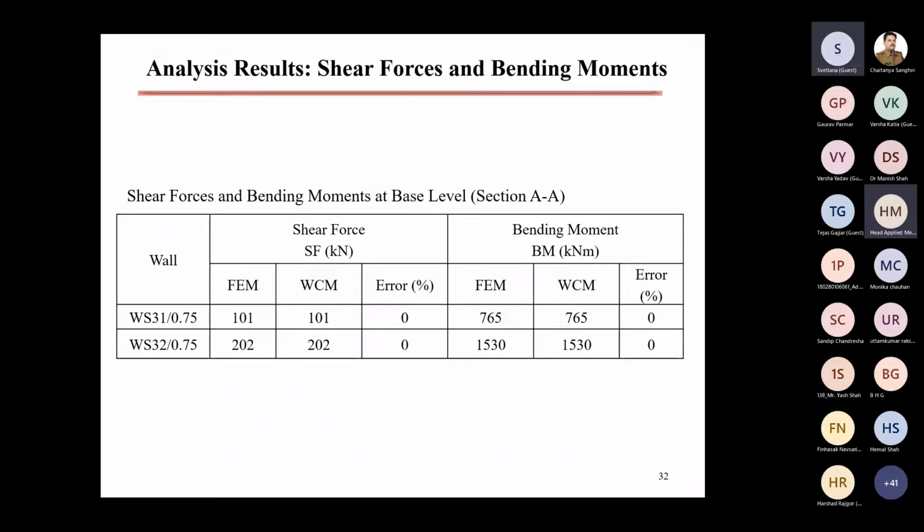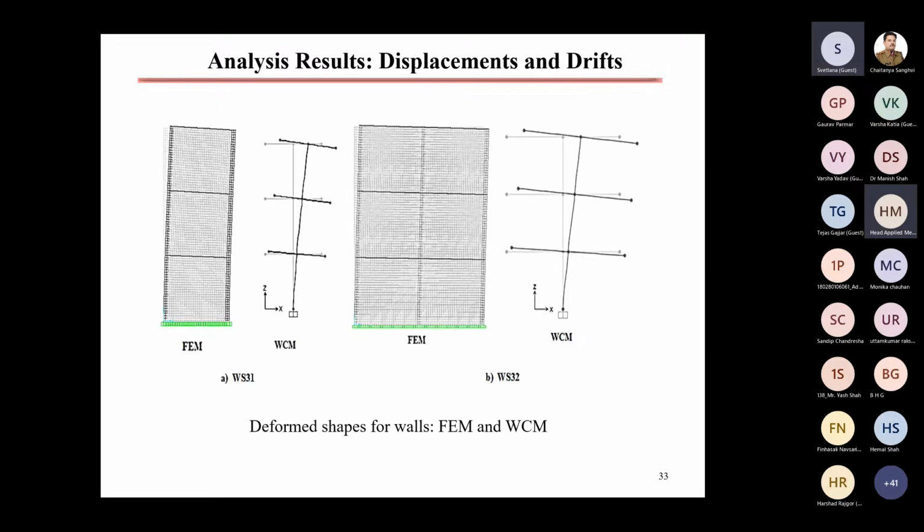So for the fine mesh, you can see the differences in shear forces and bending moments for a finite element model and wide column model. There is practically no difference. Shear force and bending moment are the same, whether it is finite element or wide column model. This is the mode shape for a wide column model, for finite element model, and for one and two grids. So both cases, for the same wall, finite element, wide column model, then finite element, wide column model.